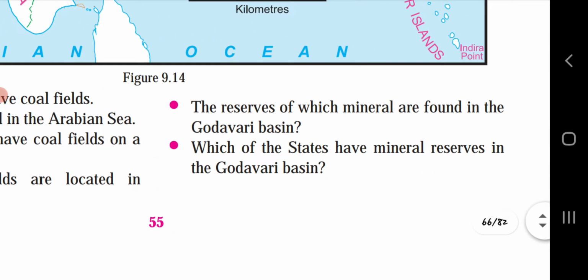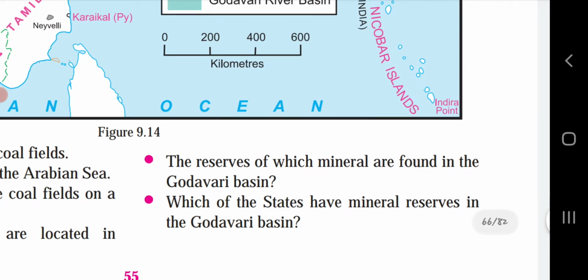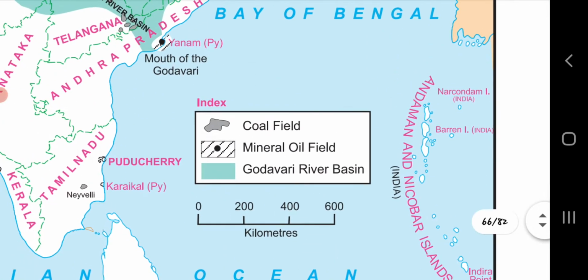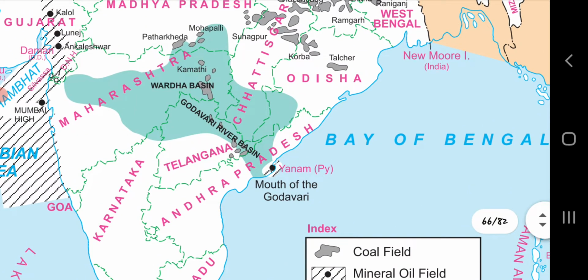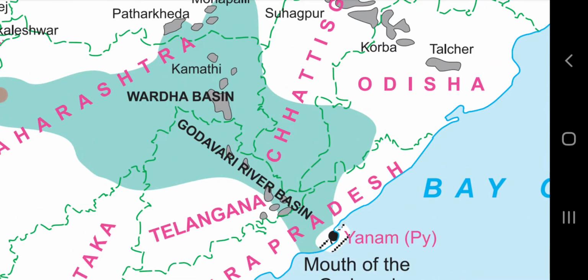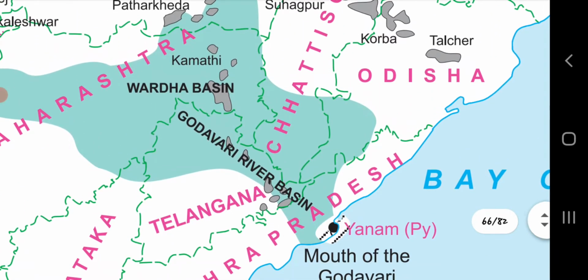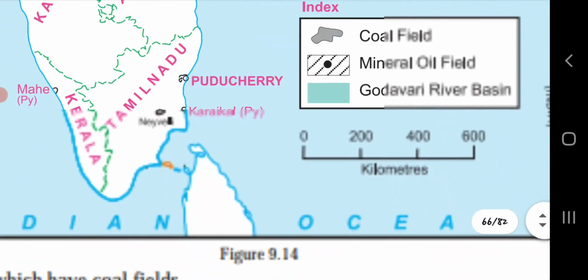Next, the reserves of which mineral are found in the Godavari Basin? If you see, you can get that the coal fields are found in the Godavari Basin. You can see the coal fields are there. Here, this is the part. This green part is of the river. So here the coal fields are there.